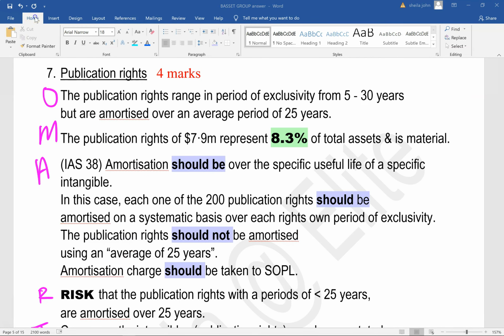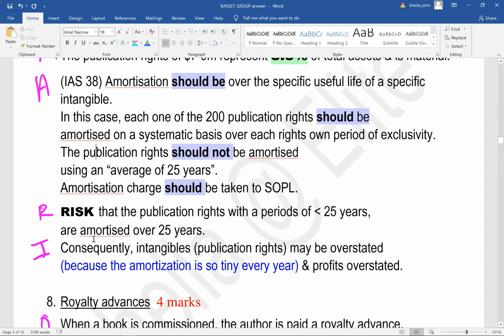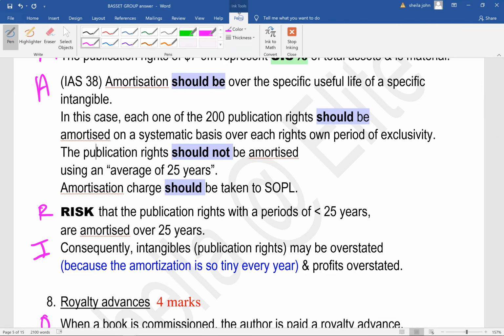The item in my plan is the publication rights. So I put down the story that the publication rights range in a period of exclusivity from 5 to 30 years, but they amortize over an average of 25 years. Then I go on to the materiality, and you've got the accounting treatment that amortization should be over the specific useful life of the specific intangible. And then I go on to try and apply it to this particular scenario.